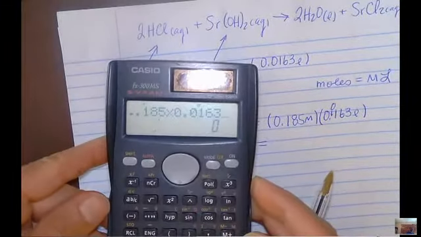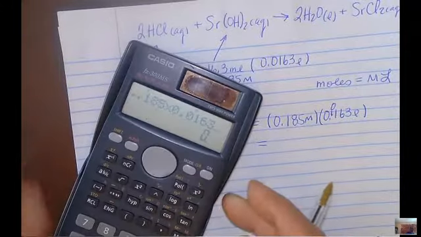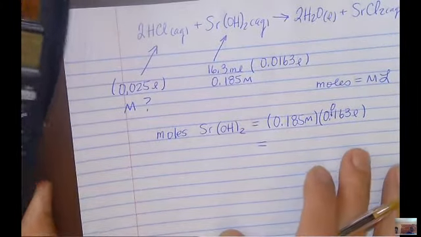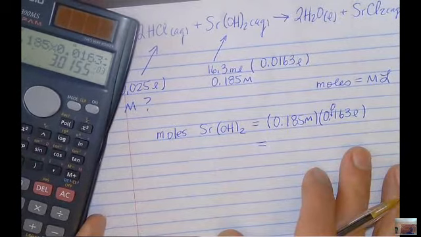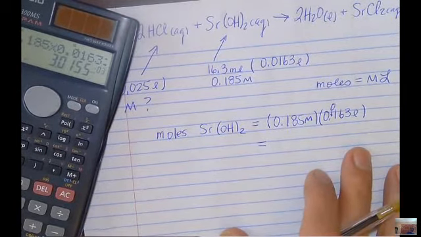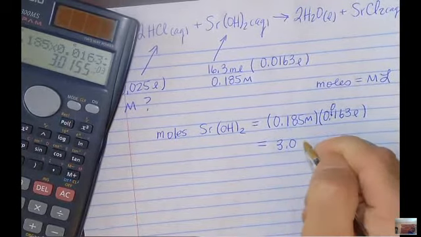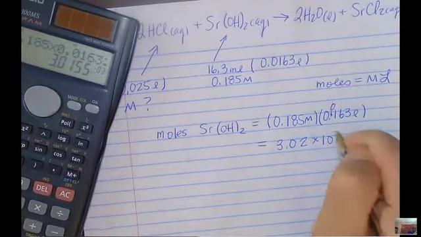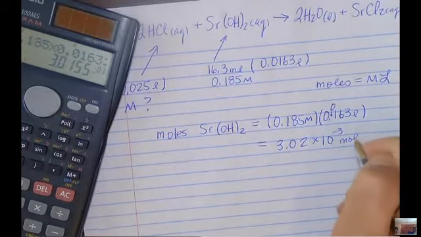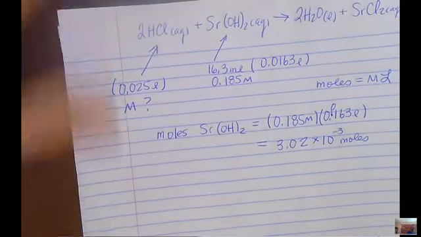Times 0.0163. That's 16.3, only expressed in liters, equals 3.015, so I'm going to call that 3.02, right? That's close enough. 3.02 times 10 to the minus third moles. That's how many moles of strontium hydroxide I have.